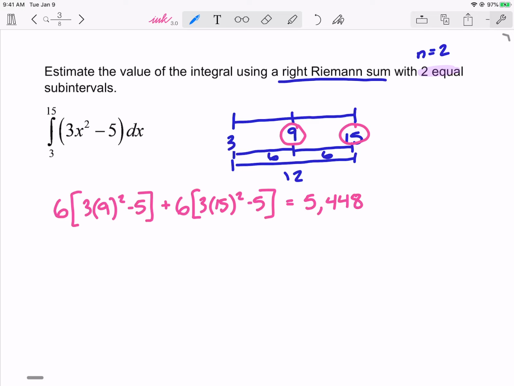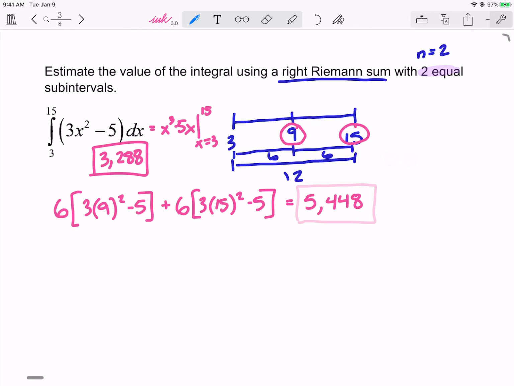5,448. Now, those of you that are smart know that this value can easily be computed exactly. You know this is going to be x cubed minus 5x evaluated from x equals 3 to 15, which the exact value of this integral is 3,288.